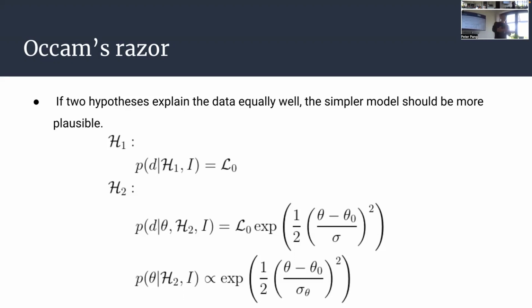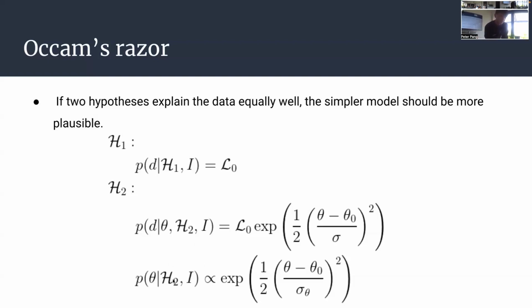And the likelihood that you get from this hypothesis is just a fixed value, L log. And H2 is a hypothesis, a model with one single free parameter, with the likelihood going something like L log, but with a Gaussian shape around theta log. So you can see the maximum likelihood for these two models is the same, so they can explain the data equally well. The likelihood ratio is 1.